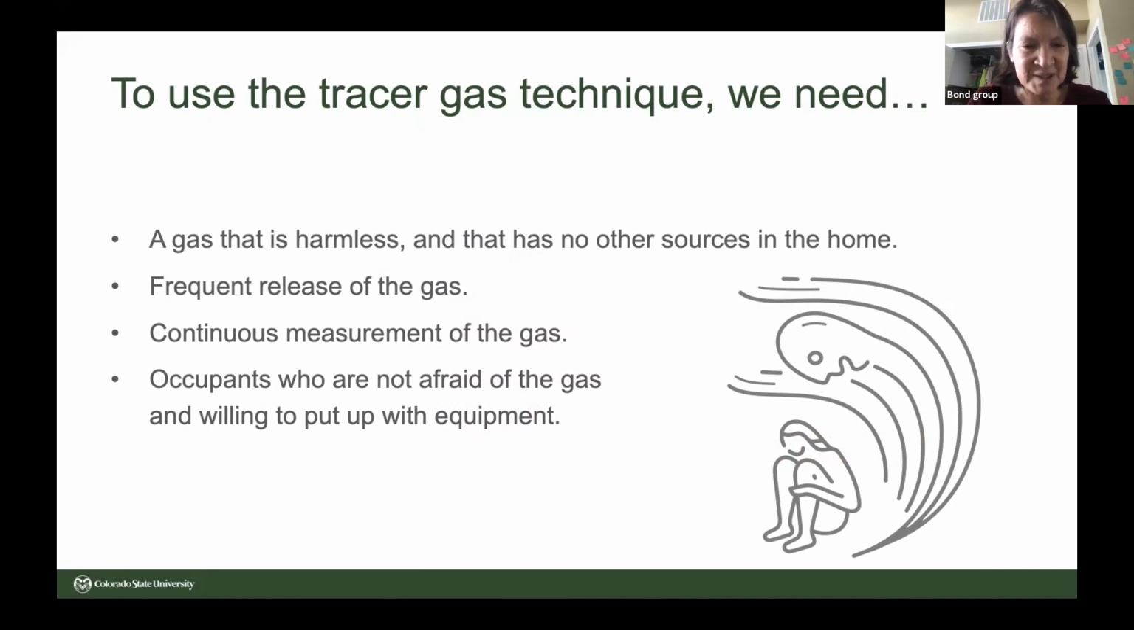And so we have instruments that can do that, but because they're measuring at rather low concentrations, they tend to be bulky and expensive. And you need occupants who are not afraid of the gas and willing to put up with the equipment, which surprisingly is not many. Even though you know as a scientist that the gas is not harmful and it's safe to breathe, it's not always easy convincing people of that. Let me put a cylinder in your home and run this loud, expensive equipment.